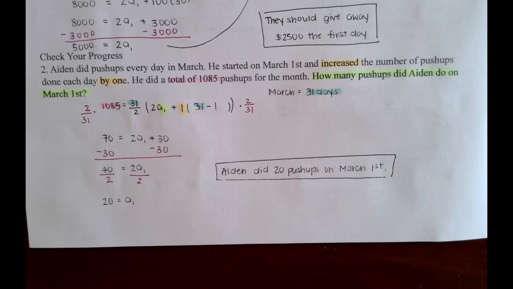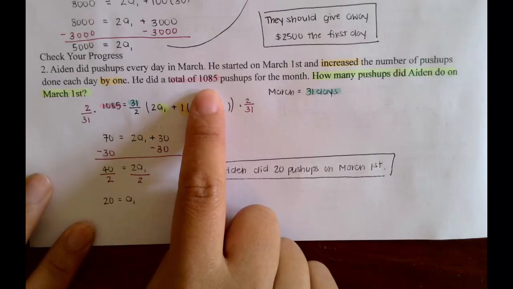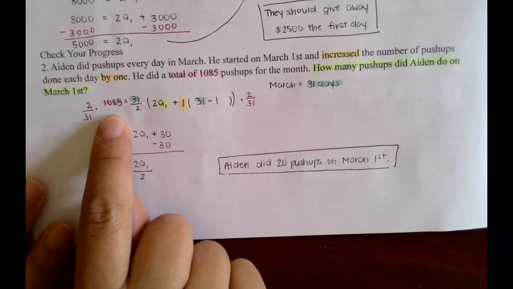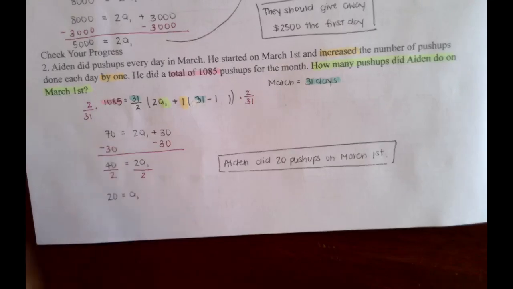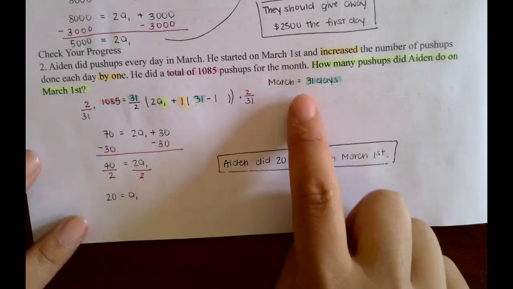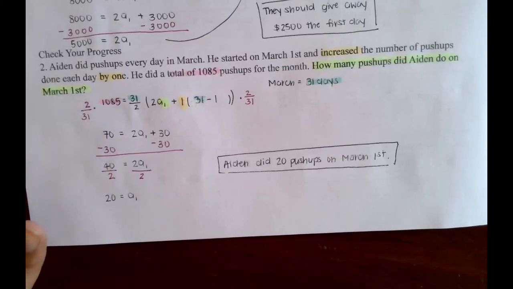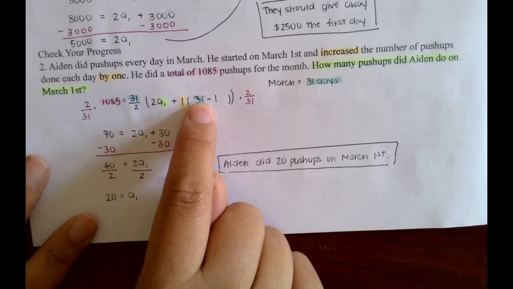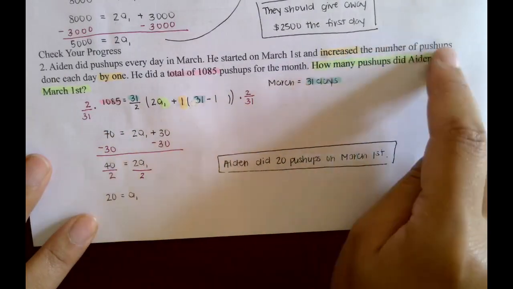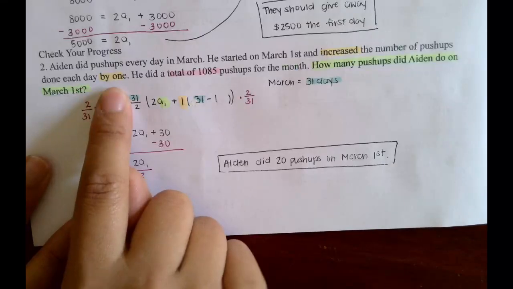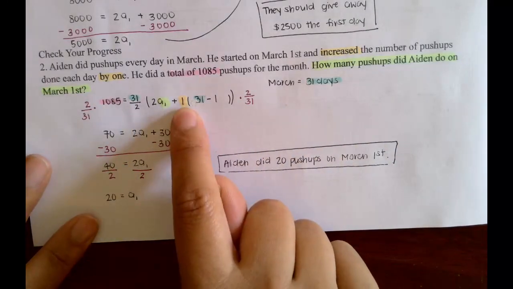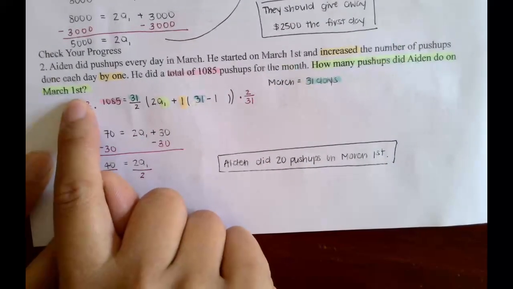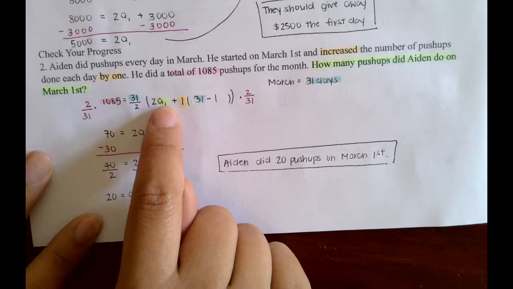Okay. So here we know he did a total of 1,085 for the whole month, so that's the sum, and so that's why 1,085 replaces S sub n. Okay. So it was the month of March. March has 31 days, so you're adding up push-ups for 31 days, and so that's why that's your n here. We know that he increased the number of push-ups each day by 1, so that's the common difference, so that's plugged in for d. And then the question asks us, how many push-ups did he do on March 1st? And since that's the first day, that would be a sub 1.